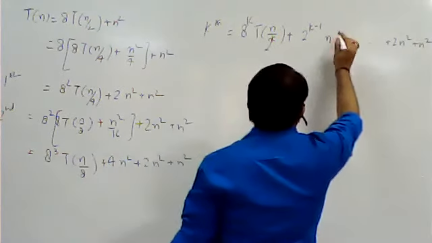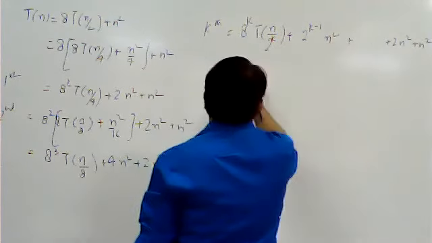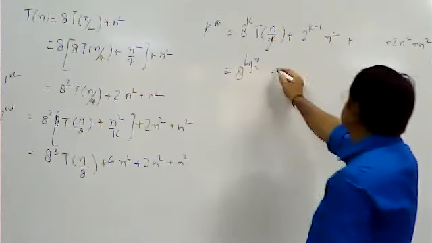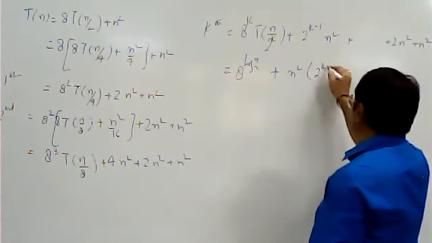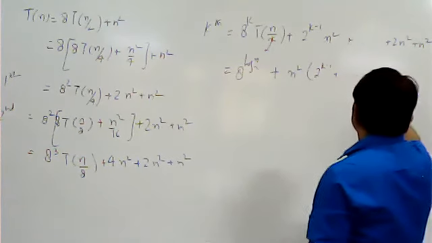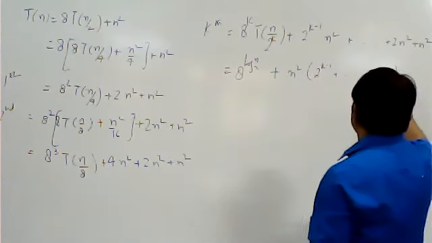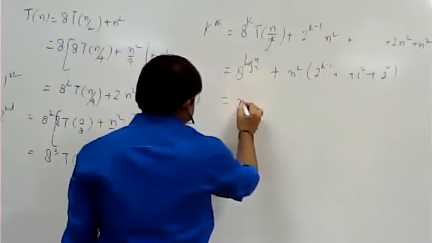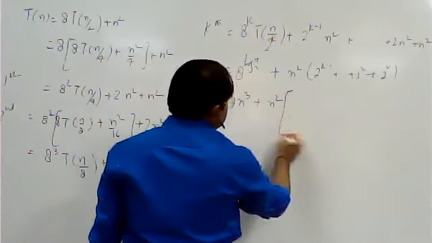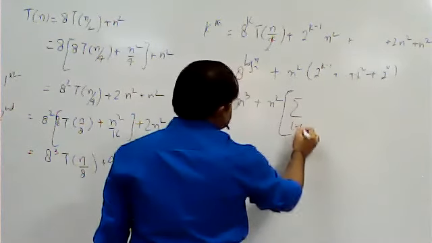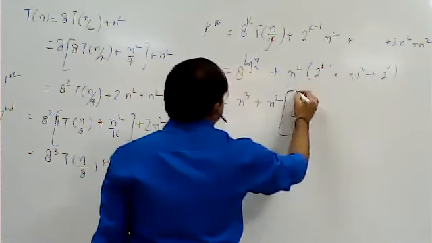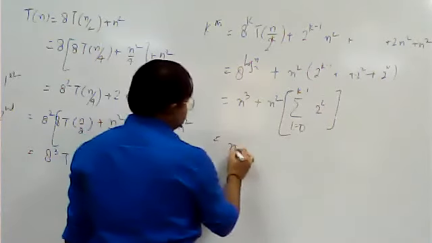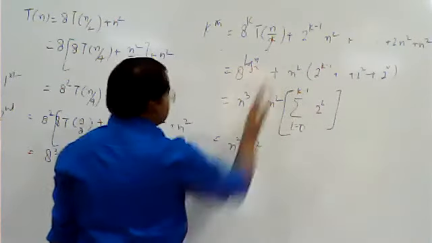So this is n square. So we have this 8 to power log n base 2. If you evaluate this, n square common, 2 to power k minus 1 plus and so on plus 1, or we can write 2 to power 0. So this is a geometric progression. So this can be written as n cube plus n square times the sum, I from 0 to k minus 1, of 2 to power I, and the value of k is log n.